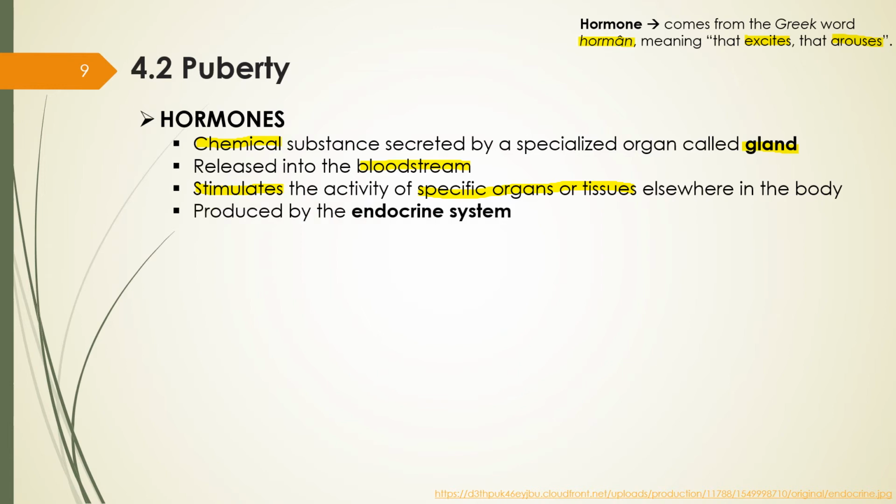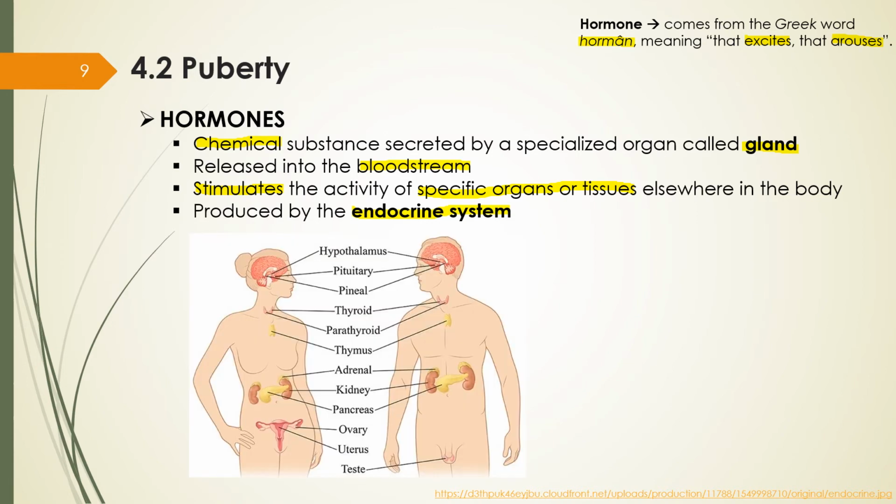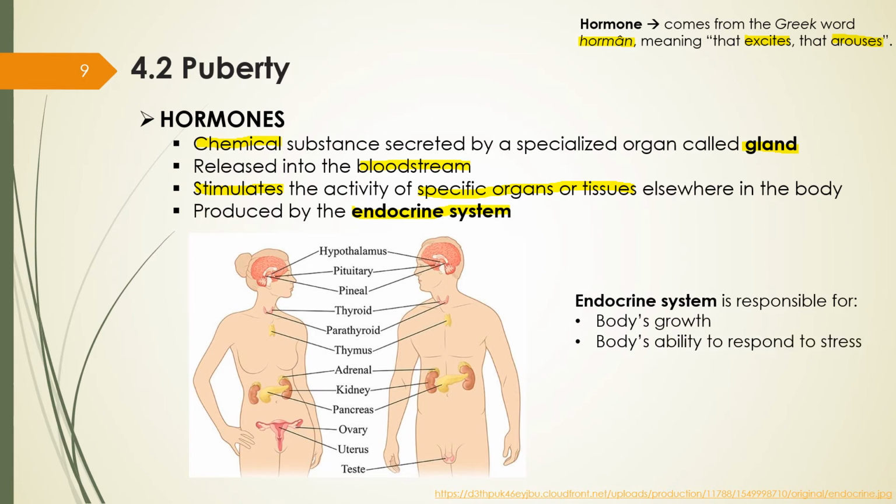And they are produced by a system that we call the endocrine system. Okay, we're going to be more specific when we study the endocrine system, but for now, just be aware that hormones are produced by the endocrine system. And there are some differences, but a lot of similarities as well. The endocrine system is responsible for body growth. So you grow because your body is producing the hormones of growth.